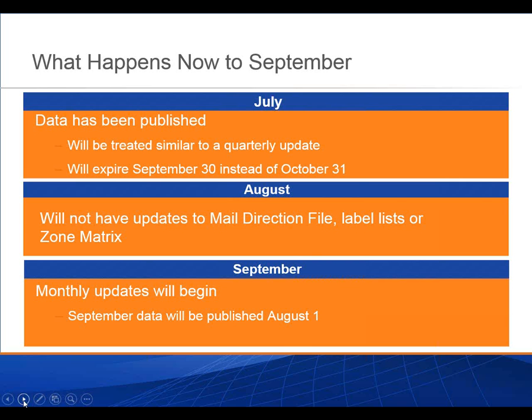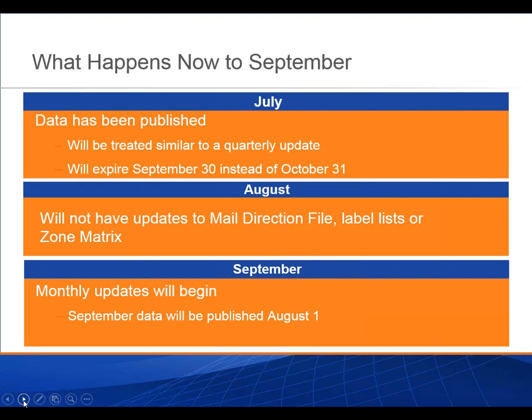July was going to be when the Postal Service was going to transition to monthly updates. That's not going to happen. July is also the first month of the quarter, and so the decision has been that the Postal Service is treating the July update almost like a regular quarterly update. There were a couple of differences, though.